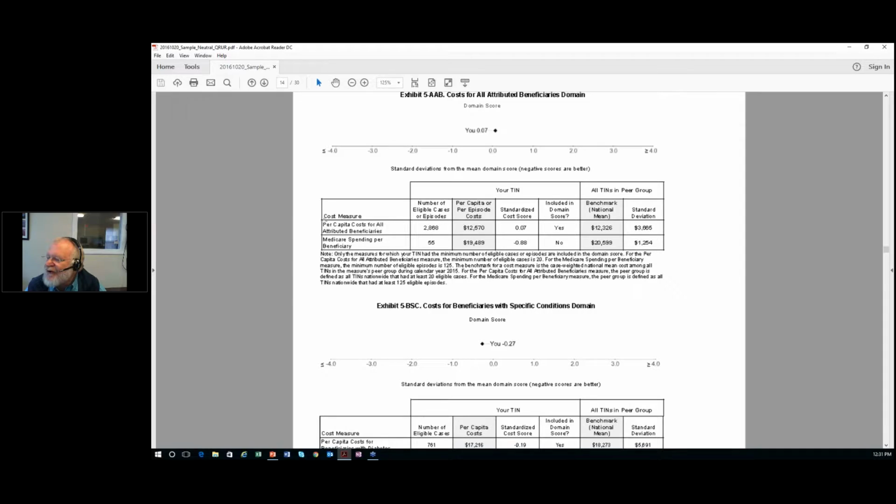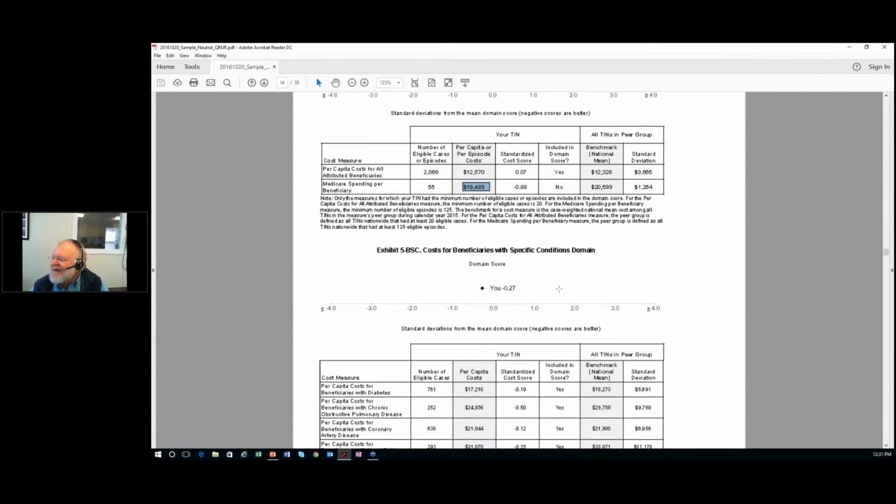So this first measure is the total cost for care for all services provided for all beneficiaries. This next measure is inpatient spending. And in this case, we had 55 cases that were inpatient cases. Your average inpatient cost was 19 and change, where the average nationwide is 20. So we're actually a little less expensive in this region than the average, which is good, but still not enough to be in the incentive range.